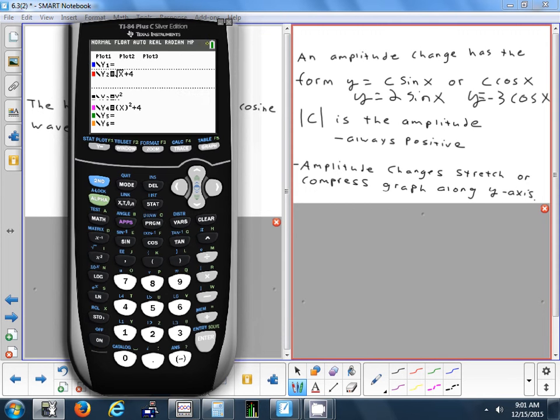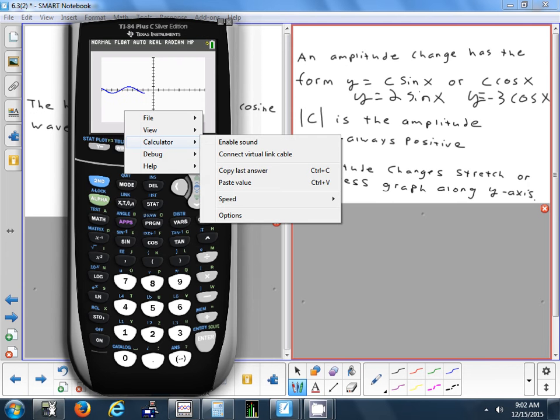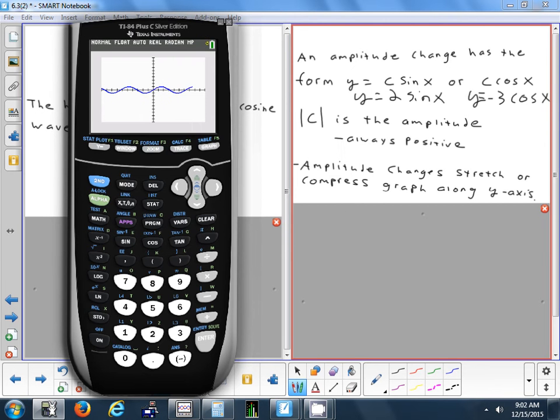Right, so let's graph. Let's get rid of these. Let's try sine of x and 2 sine of x. Okay? If I don't put an operation in here, what's it going to do with 2 and sine x? It's going to multiply. That's exactly what it's going to do. All right, so here's my original. And there's 2 sine x. Right, so it does stretch it out a little bit.